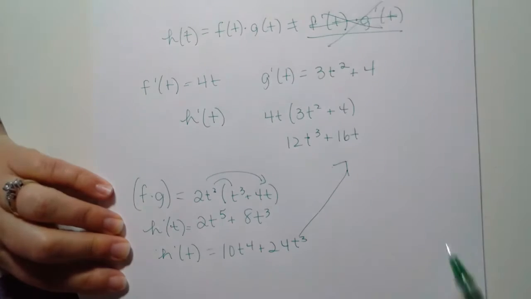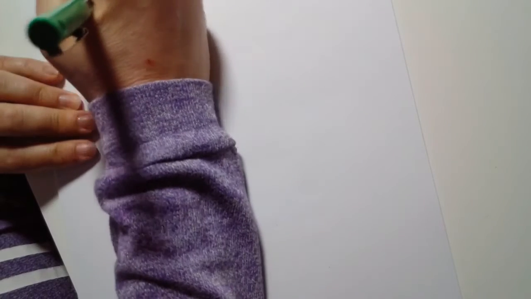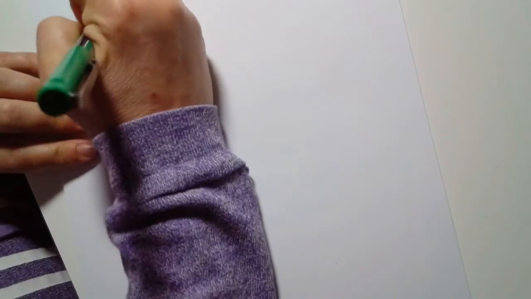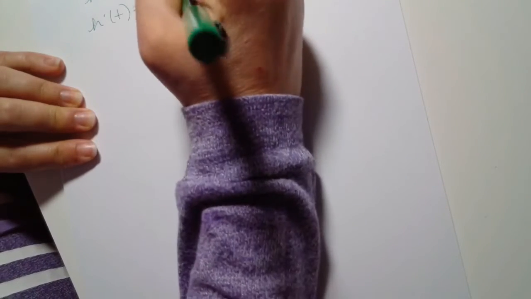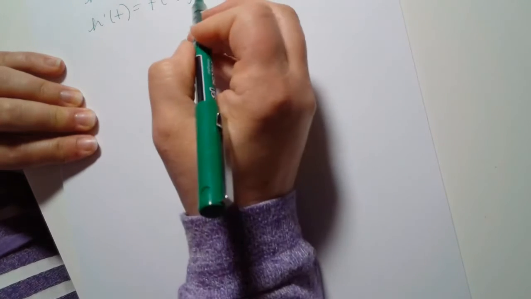It doesn't work. So the product rule is, if we have some function h of t, and we have f of t times g of t, then the product rule is h prime of t is f of t times g prime of t, and then plus the reverse. So I did the derivative of g in this case.